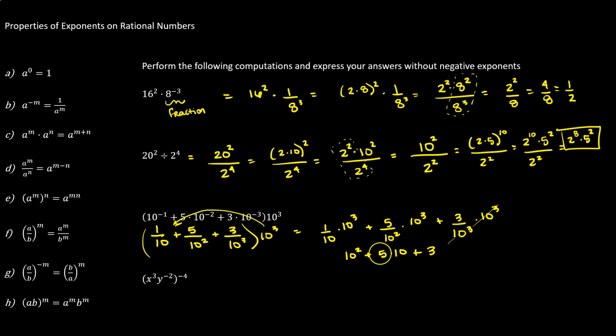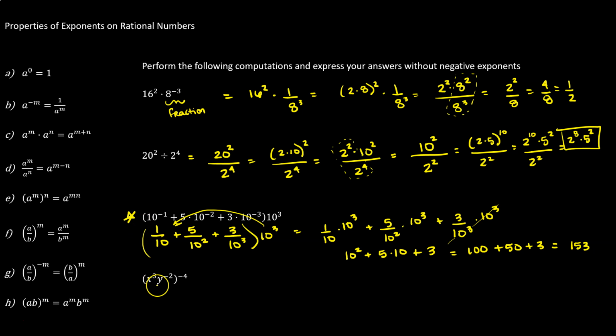And if we wanted, we could keep multiplying this. 10 squared is 100. 5 times 10 is 50. And then we add 3. 100 plus 50 plus 3 is going to give us 153. And this is a great segue into our next chapter, chapter 7. So keep that problem in your mind because we're going to see that again.